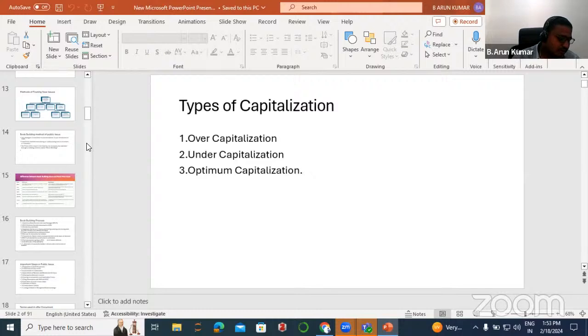Then after that, study the sources of business finance, that is, on the basis of time period and on the basis of origin. This is also an important question. Just go through that question also in unit 1.